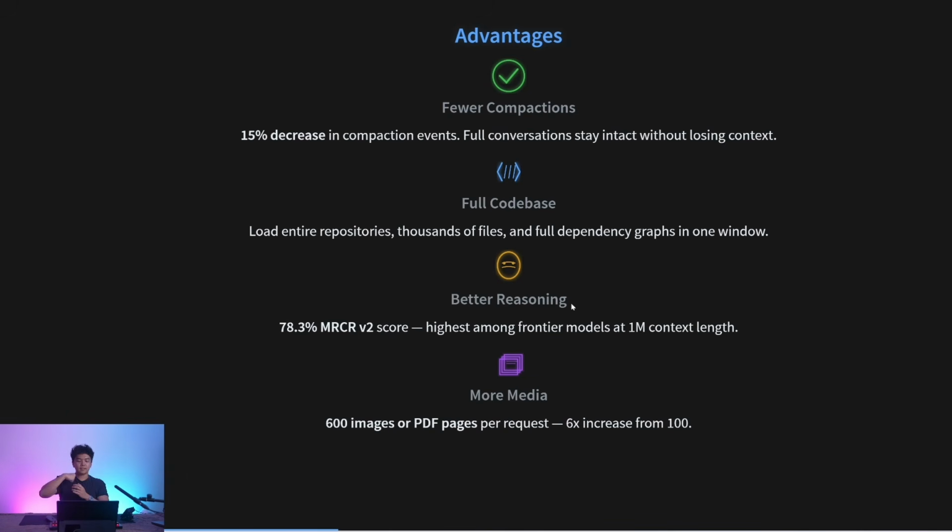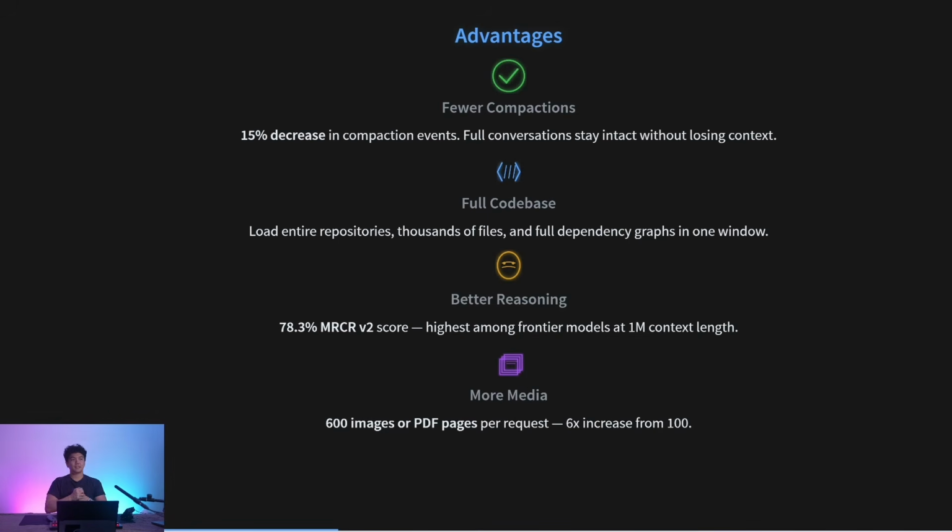And number three is the benchmark performance. So it's getting better. Opus 4.6 scored 78.3% on MRCR v2, which is a long context recall benchmark. And that's actually the highest among frontier models at this context length. It's not just that the window is big, the model can actually use what's inside it.